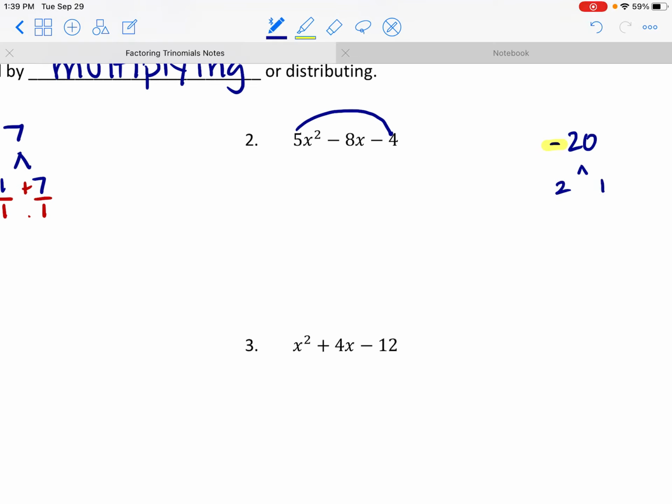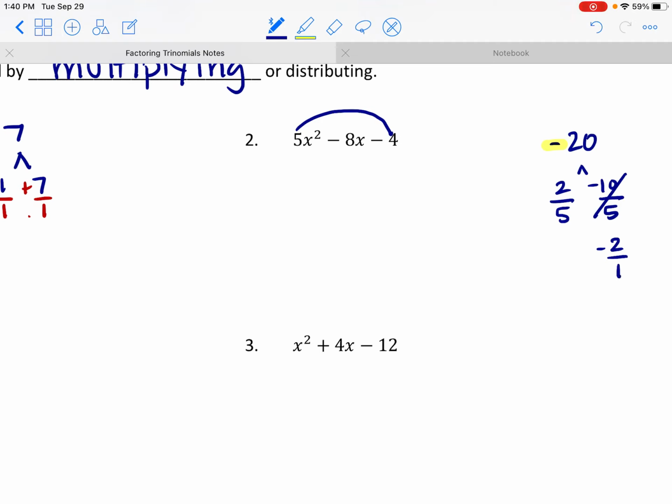If I make the 10 negative, then 2 times negative 10 multiplies to negative 20, and 2 plus negative 10 adds to negative 8. So they multiply to this number and they add to this number, which is exactly what we need. Once I found my factors, I'm going to divide by my first number. So divide by 5, divide by 5, and then reduce if I can. 2/5 doesn't reduce, but negative 10 over 5 does, to negative 2 over 1.